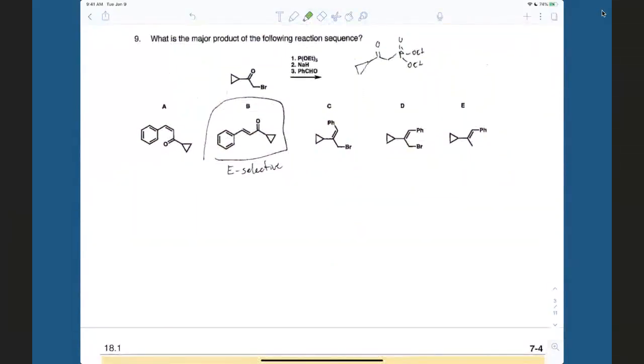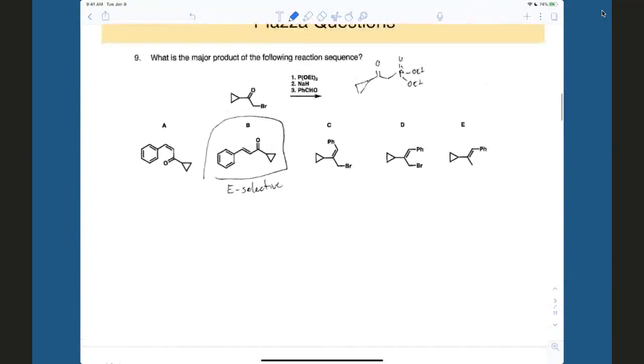Here's another question. And I believe they asked me to walk through all the individual steps. This is a combination of two different name reactions. The first step is called the Arbuzov or Arbuzov-Michaelis reaction, followed by the Horner-Wadsworth-Emmons reaction, or HWE, and this one is similar to a Wittig reaction.